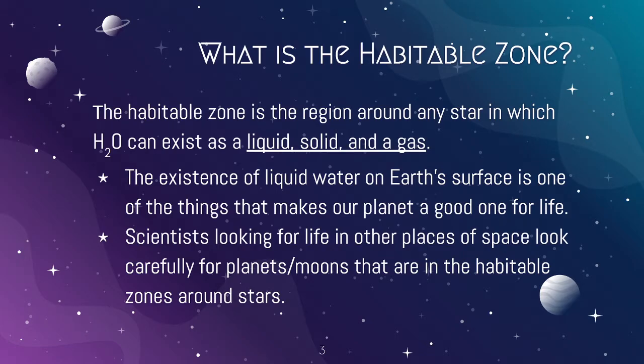If it's too close to a star, the water will just boil away. If it's too far away, it will just be in a solid state. And we know ice isn't really all that great for supporting life. So we're looking for all three states of matter. And it's in a particular temperature region, essentially, to the sun. And that's kind of where the Goldilocks principle comes in. It's not too hot, it's not too cold, it's just right.